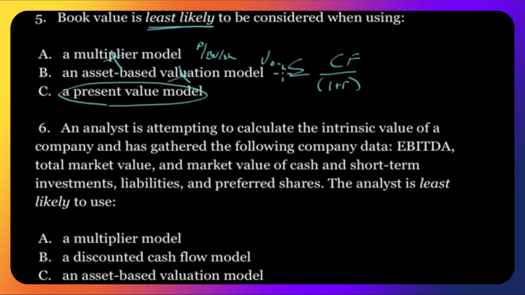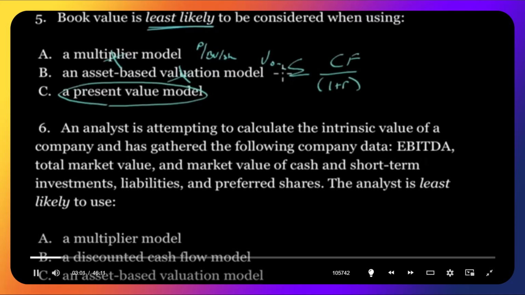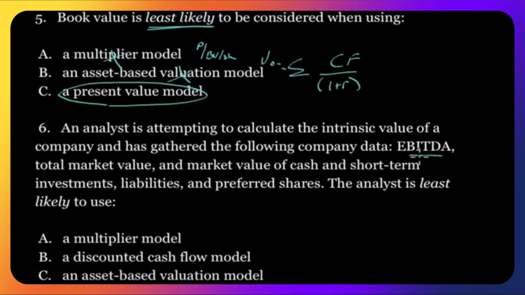6. An analyst is attempting to calculate the intrinsic value of a company and has gathered the following company data: EBITDA, total market value, and market value of cash and short-term investments, liabilities, and preferred shares. The analyst is least likely to use a multiplier model, a discounted cash flow model, or an asset-based valuation model. Least likely. So if we look at all of these things, do we have any cash flows here? We have an EBITDA, but that's not a cash flow. Total market value of cash and short-term investments, liabilities, preferred shares. Least likely to use discounted cash flow model.